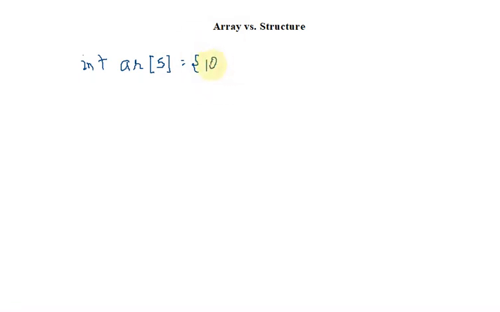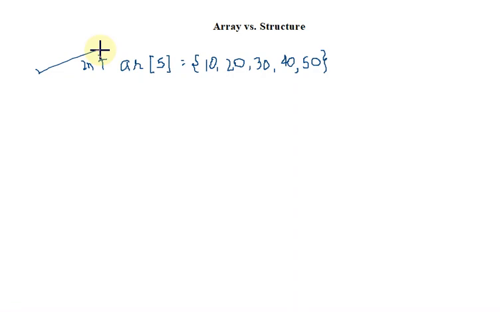So if I am storing 10, 20, 30, 40, and the last one is 50. So here we have 5 different values, but all 5 different values are of the same type. So this is a type of the array.